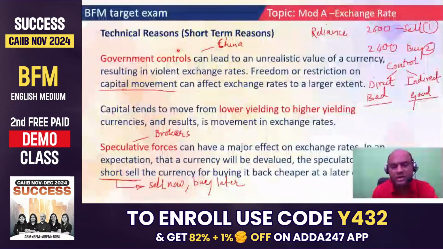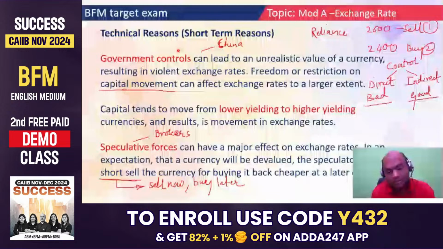So let's talk about the short term reasons now, technical reasons. Government controls. Now, what is government control? I'll tell you an example. A few years back, what did the Chinese government do? One night they declared that their yuan, their currency, will be devalued by almost 10 to 15%. One night, a single night.